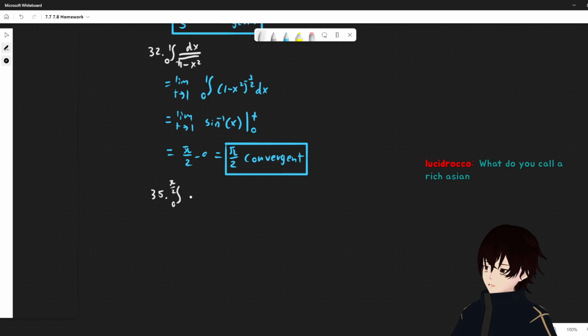35 wants the integral from 0 to pi over 2 of tangent squared theta d theta.